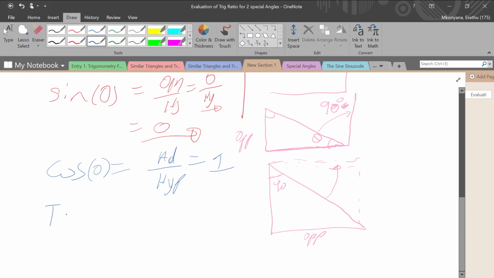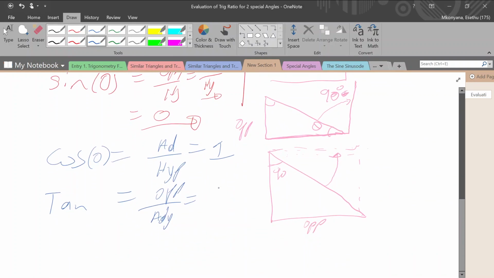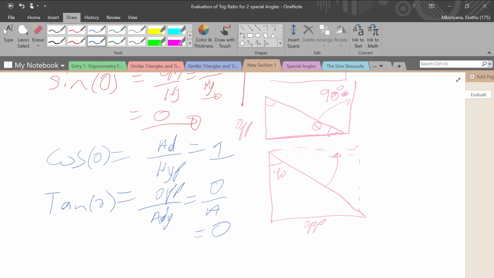And then for tangent, we're saying this is opposite over adjacent. Our opposite in this case will be 0, and our adjacent will be a value. So in a sense, it's also going to be equal to 0. So tangent of 0 will also be equal to 0. And cos of 0 is going to be equal to 1, and sine of 0 is going to be equal to 0. So I hope you get this.